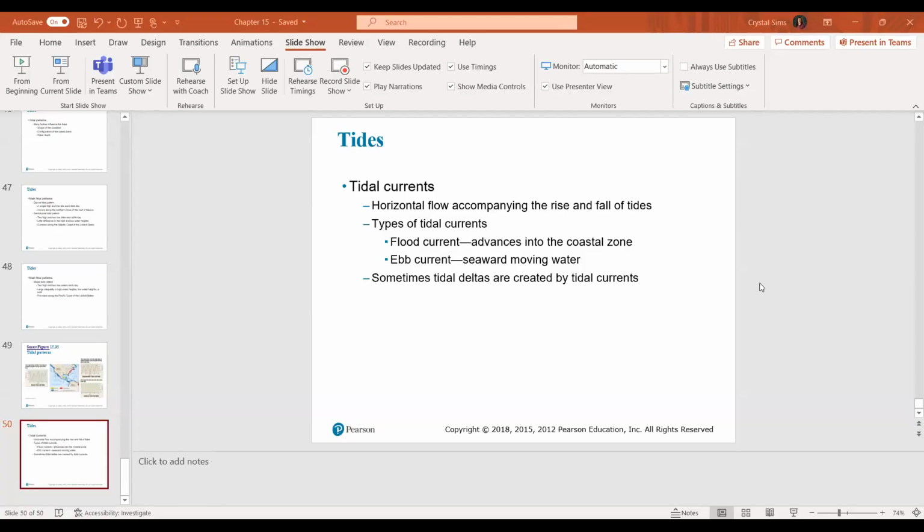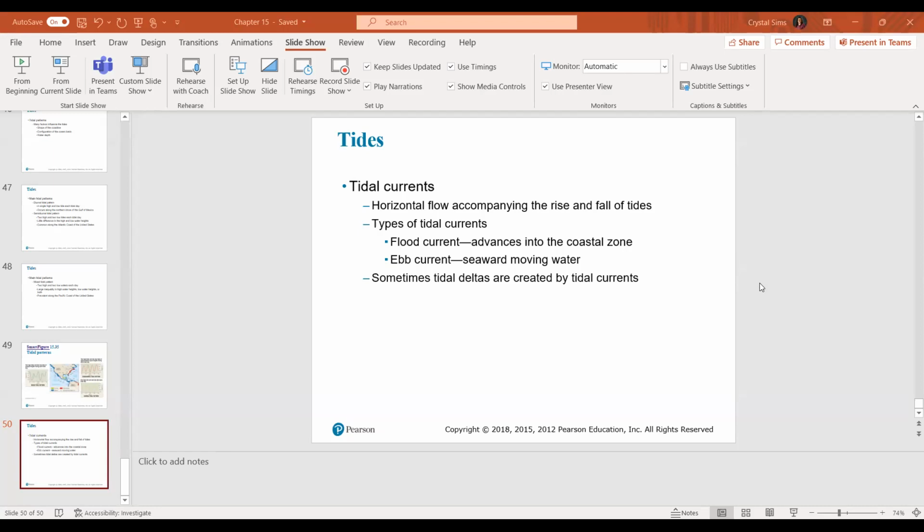Your weekly activity, which I'll go over in a different video, looks at those tidal patterns that you just learned about from the Smart Figure video. The last topic here are tidal currents, which is the horizontal flow that accompanies the rise and fall of tides. These can be very important in some coastal areas.